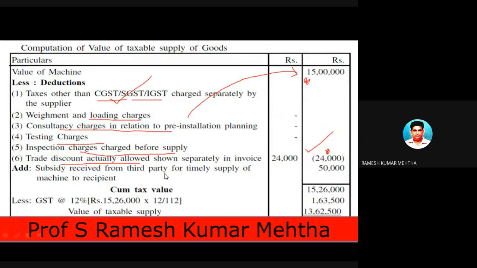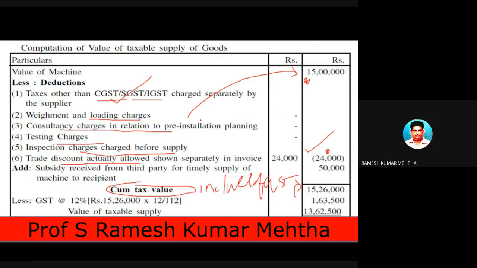And the subsidy which is extended by a third party, apart from central government and state government or appropriate authority, should be added back. And as this information is given in other information, you have to assume that it is not added in the 15 lakh rupees value of the machine, so it should be added. So 15 lakh 50,000 minus 24,000 will be 15 lakh 26,000, which is the tax value, meaning inclusive of GST. So we have to remove GST.